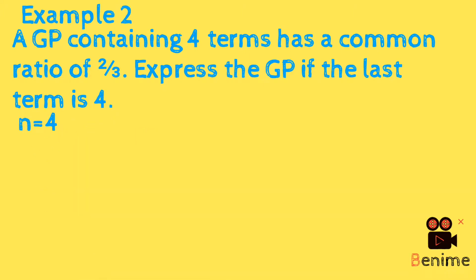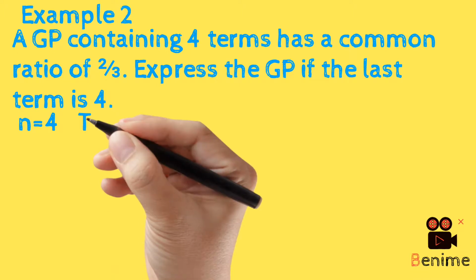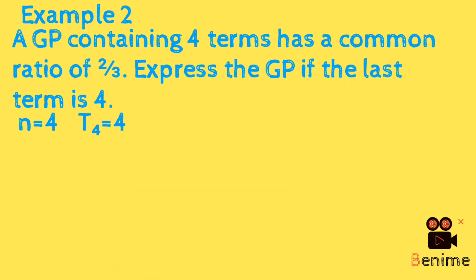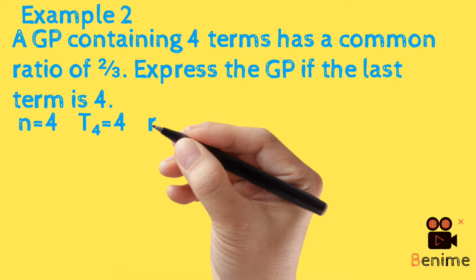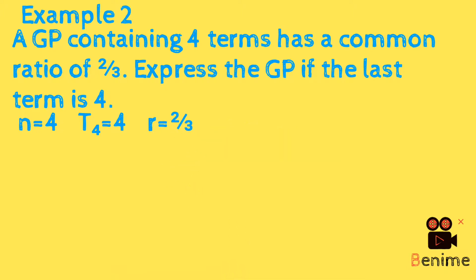And from the last statement of the question, they said express the GP if the last term is 4. So this last term, which is the 4th term, since there are only 4 terms in the series, the last term is the 4th term. They said this 4th term is 4. So 4th term, you can represent as T4, remember. So T4 is equal to 4. And they also gave us the common ratio. So R is equal to 2/3. The common ratio is 2/3.